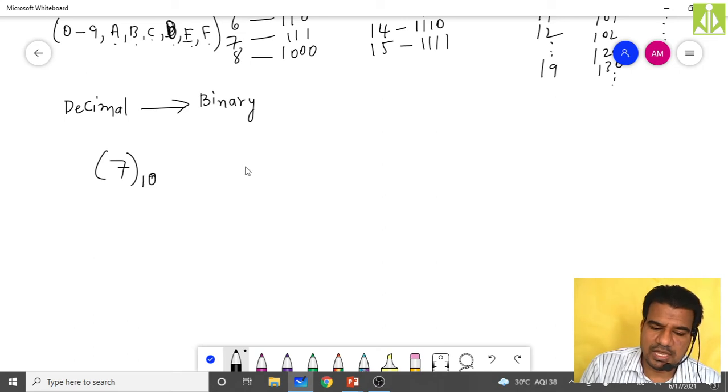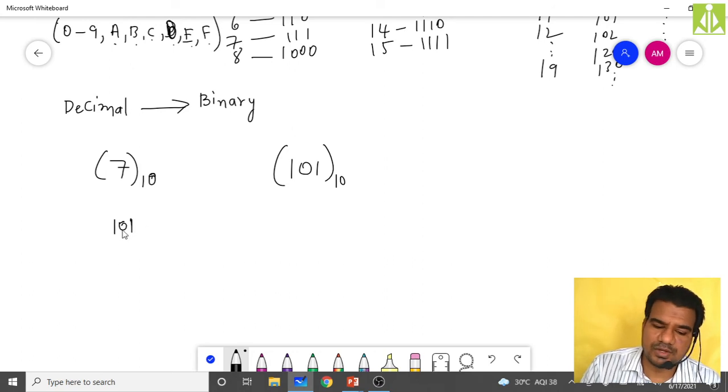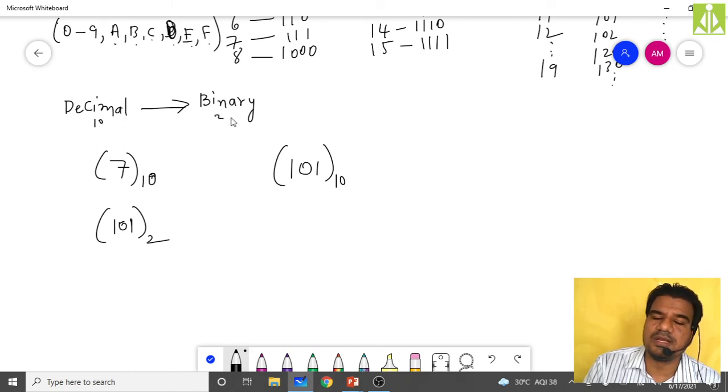Same thing, if 101 is there, let us assume this is a decimal value. Again, how do we represent it? You put 10 as the base. Now if you want to represent 101 but in binary, put the brackets around it and put the base value as 2. 2 indicates binary, 10 means decimal, 2 means binary.